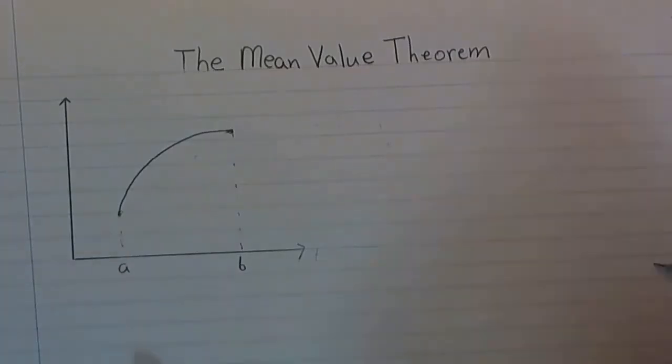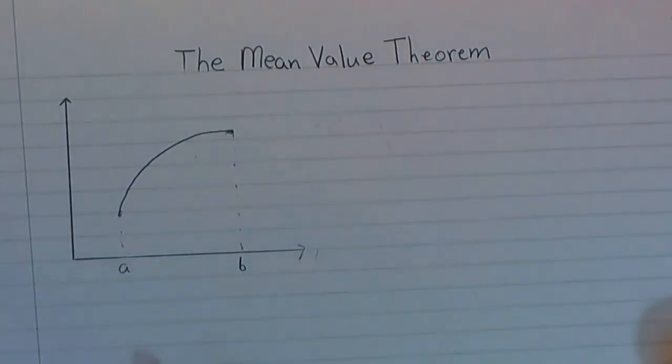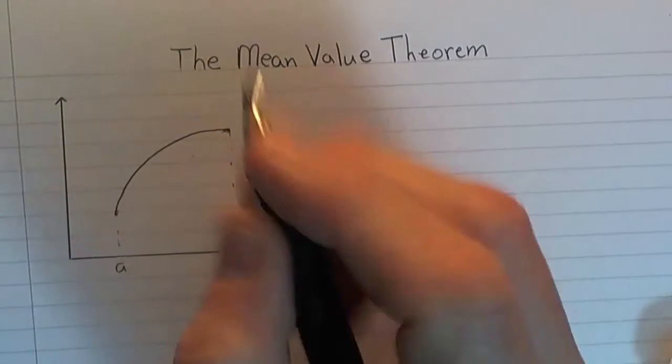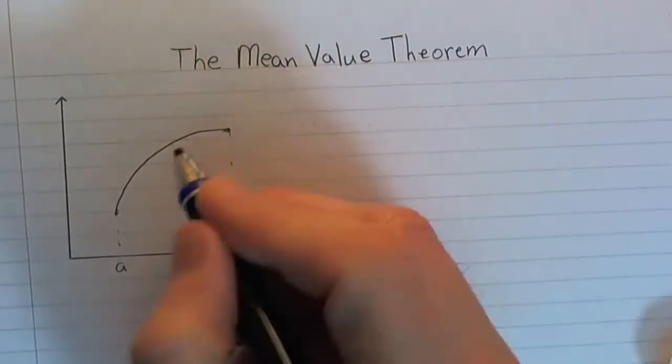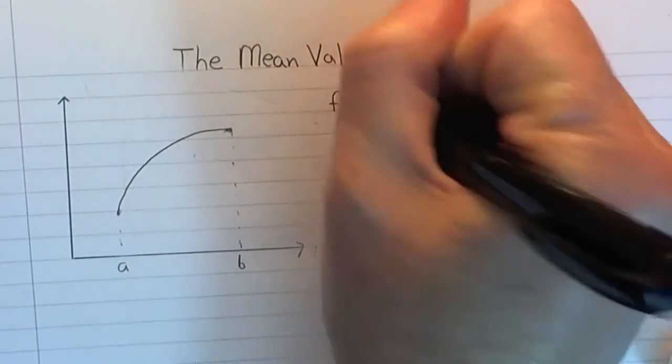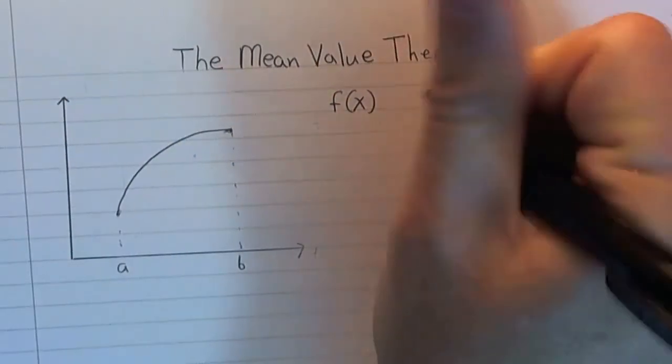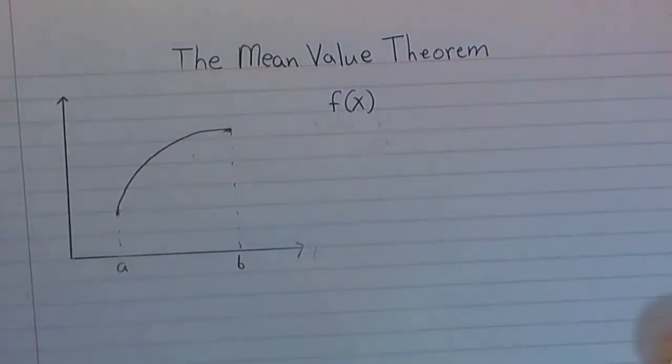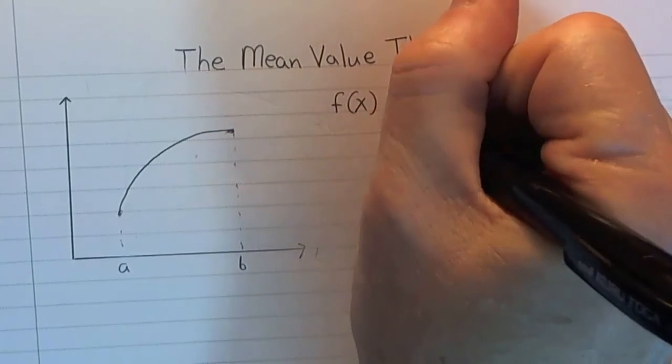Let's take a look at the mean value theorem. The mean value theorem is something you'll see referred to quite often in your study of calculus. So let's see what it says here. Let's suppose that you have a curve here, a function f of x. And we have some specific requirements for this curve.